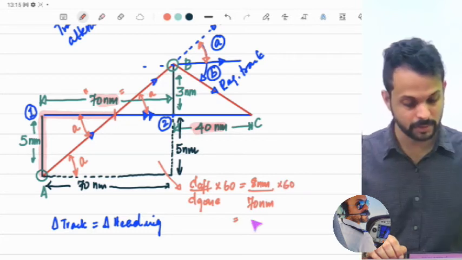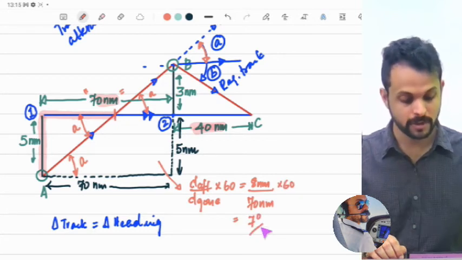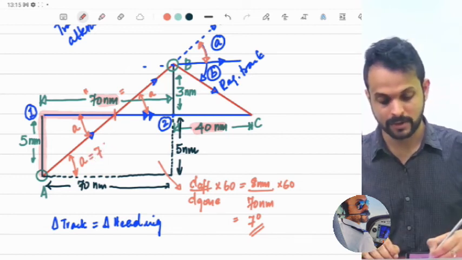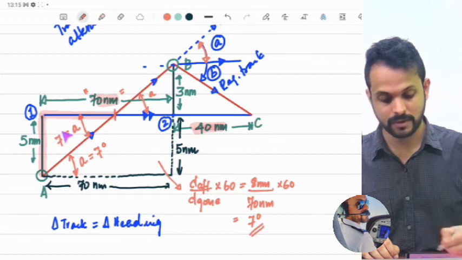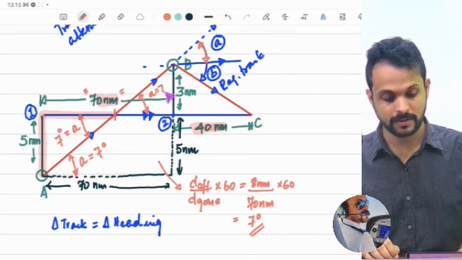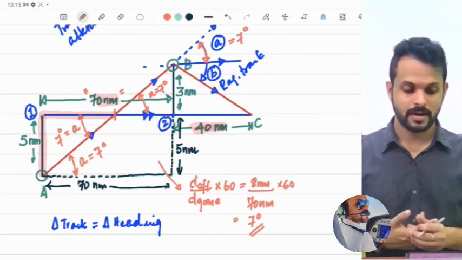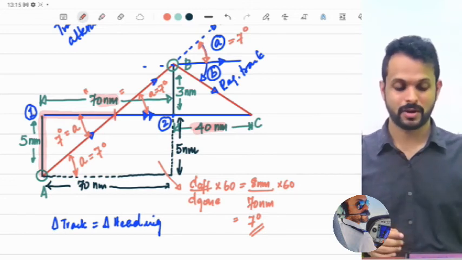Perfect. That's going to be 6.8. I'll round it off to 7 degrees. So this particular angle right here is 7 degrees. That makes this angle 7 degrees, and therefore this angle is 7 degrees, and hence this particular angle is 7 degrees. That's it. Now you exactly know what to do. You need to find angle B.